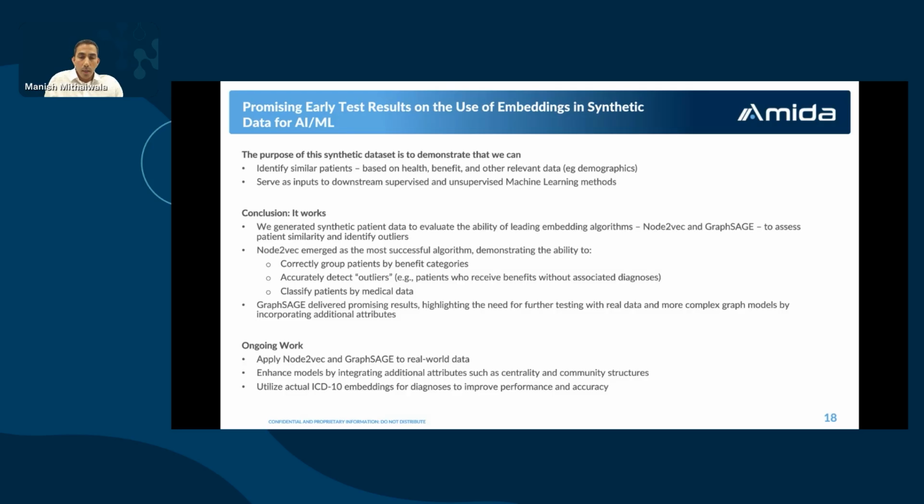We have already applied our procedure to real-world data sets. In the future, as we progress, we hope to improve our embedding training procedures by using improved loss functions specifically for these use cases, incorporating other engineered features like centrality or community measures, or even possibly using the results from other work like ICD-10 embeddings for diagnosis instead of the one-hot encodings that we used here.